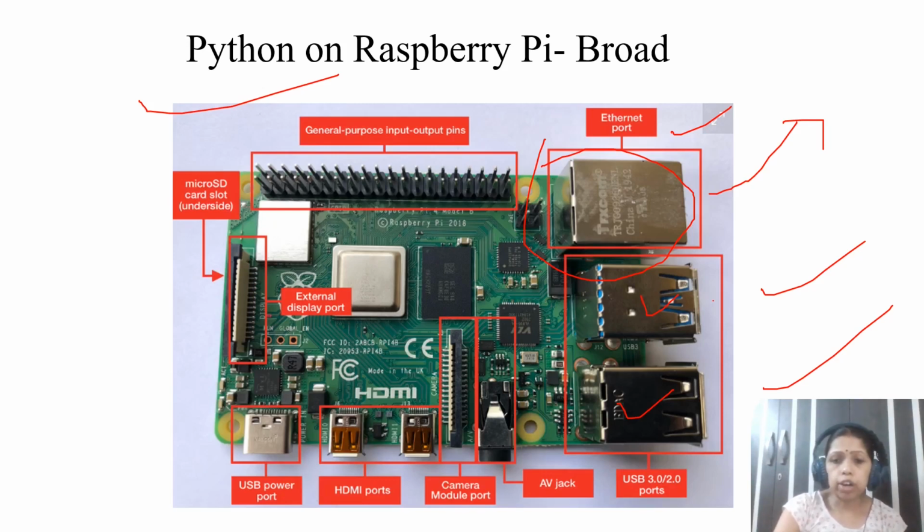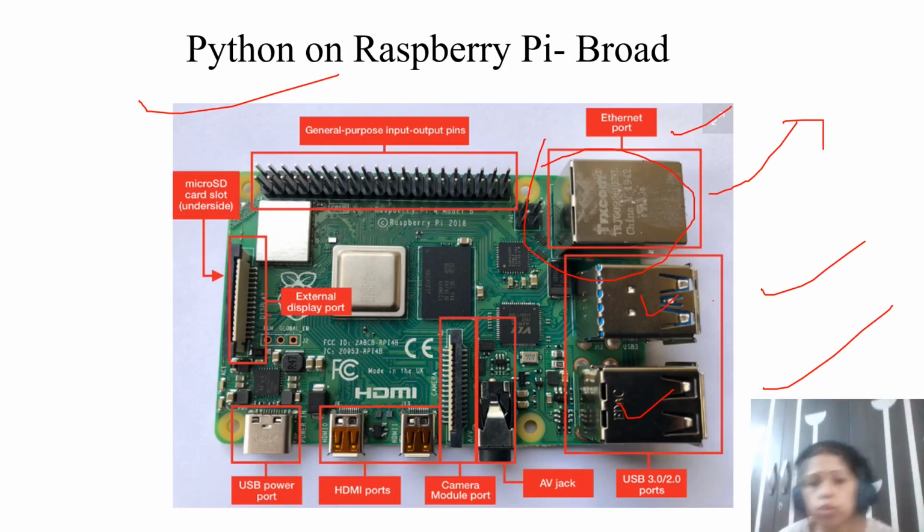Now come to the HDMI port. There are two HDMI ports. Why is the HDMI port required? If you would like to connect the monitor, then for this purpose you need to use the HDMI port. You can connect the HDMI cable to the monitor here, and this is the power supply connection. USB power is required, and a micro SD card slot is also there. You can connect an external SD card through this slot.